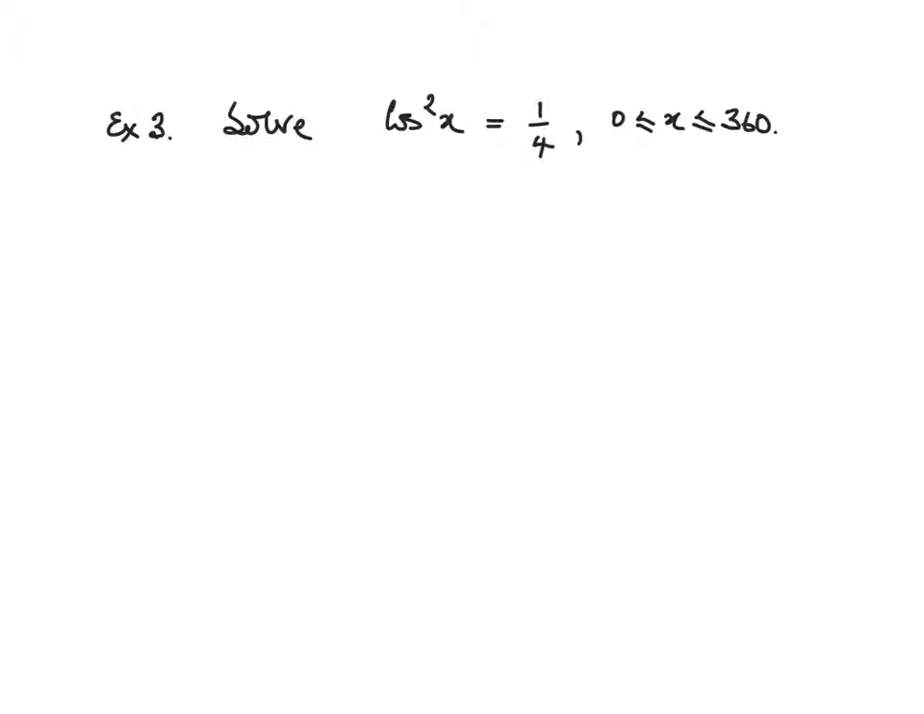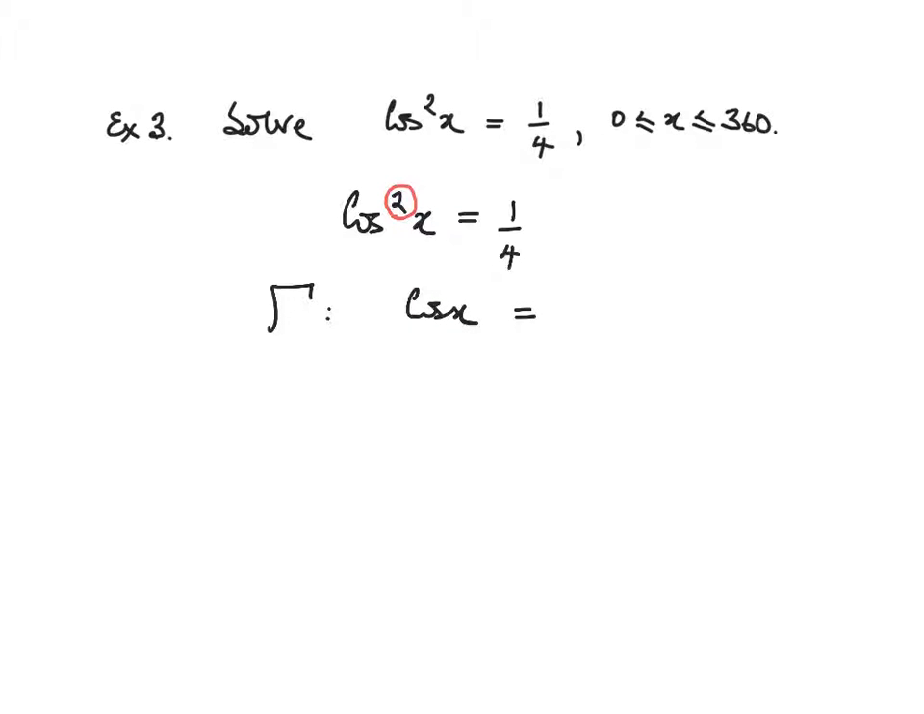In this third example, we want to solve the equation cos squared x equals 1/4. Now, the problem is, of course, that we have a square here. And the only thing that we can do to get rid of a square is to take the square root of both sides. Now, if I take the square root of cos squared x, which is to say the left hand side, I get cos x.